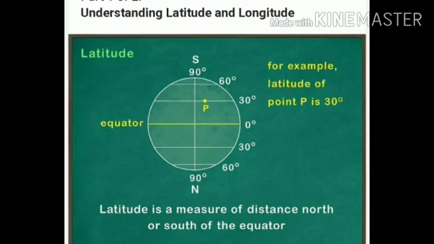You can see on your screens a picture. Yes, that is understanding latitude and longitude. So how can you understand a latitude? You can see a yellow line and a dot over there. The dot is P. If you want to find the latitude of P, then what is the latitude of P? That is 30 degrees. You can see 30 degrees. So this way we can find the latitude.